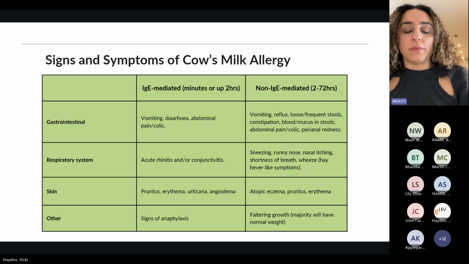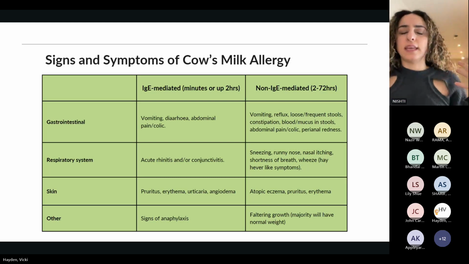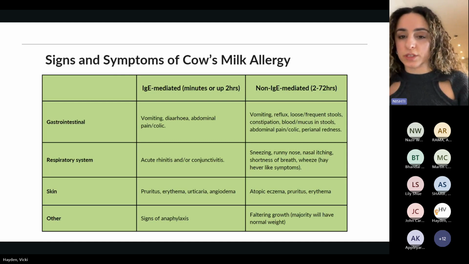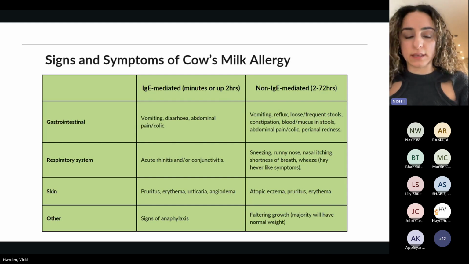These children, however, you will also find mucus in the stools, abdominal pain, perianal redness. Then you've got children with non-IgE. We often hear parents say, it's like they have hay fever-like symptoms. So sneezing, runny nose, nasal itching, shortness of breath, wheeze. And as I said, parents describe these as hay fever-like symptoms, whereas in IgE, it's acute rhinitis.